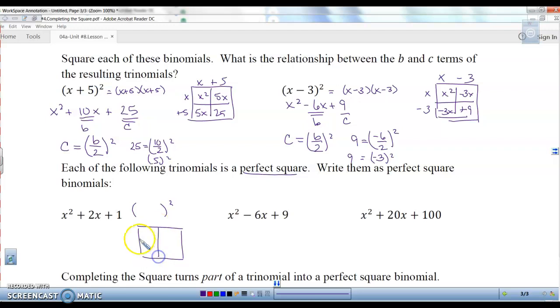I'm going to factor this. This is x squared, this is 1. So this is going to be x and x. They're both plus, so it's plus, plus. And 1 times 1 gives me 1. So this gives me 1x, and 1x gives me 2x. So this is really x plus 1 times x plus 1, which we can write as x plus 1 squared.